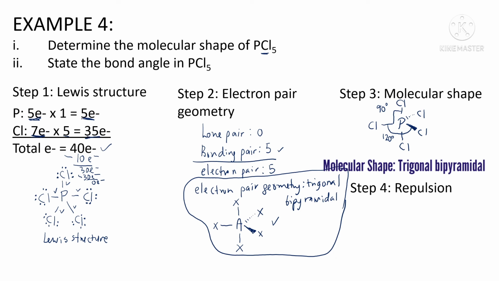So step number 4 is to determine the type of repulsions involved in PCl5. Since only 5 bonding pairs are involved, therefore only bonding pair repulsions are present in PCl5, and these 5 bonding pairs repel each other equally to give a bond angle of 90 degrees between the bonding pair on the axial plane and the equatorial plane, and the angle between the bonding pairs on the equatorial plane is 120 degrees apart.